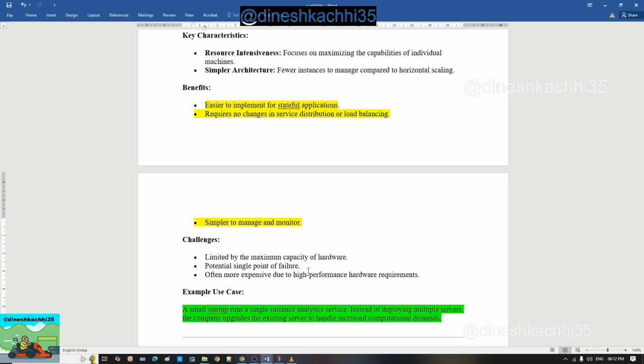And let's say if your server goes down or fails, you are not able to serve any request because you have a single point of failure. You have only one server, but in the case of horizontal scaling, there are a number of servers in parallel and all servers are independent, right? But in this case, we have only a single point of failure. In some cases, it's most expensive due to high performance hardware requirements.